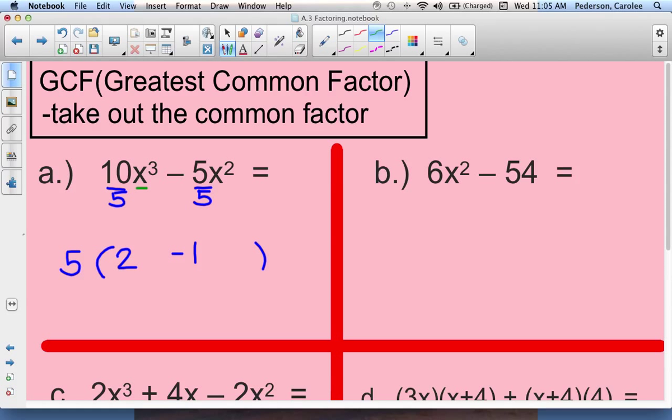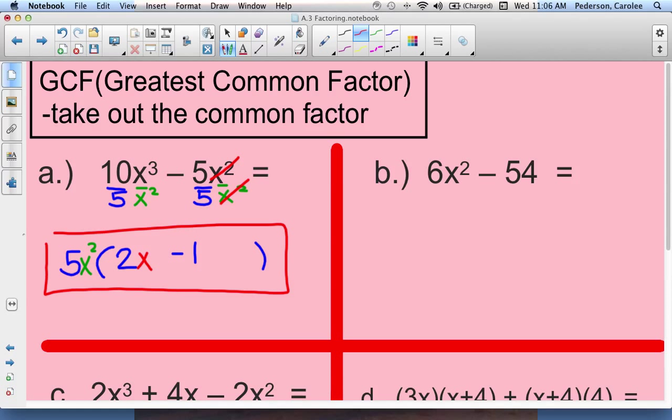The first term has an x cubed, the second term has an x squared. So the greatest amount of variable that you can take out is an x squared. So now we're going to divide this by x squared and this by x squared. And what are we left with? X cubed divided by x squared is an x. X squared divided by x squared is now gone. So what we're left with is 5x squared times 2x minus 1.